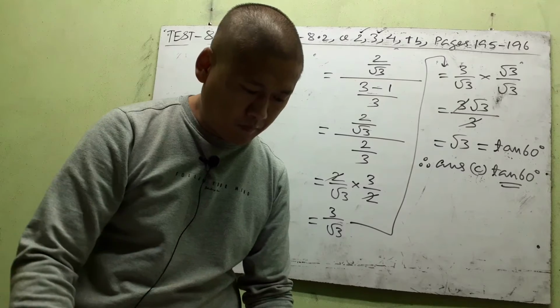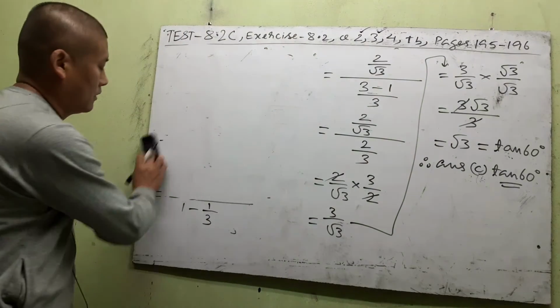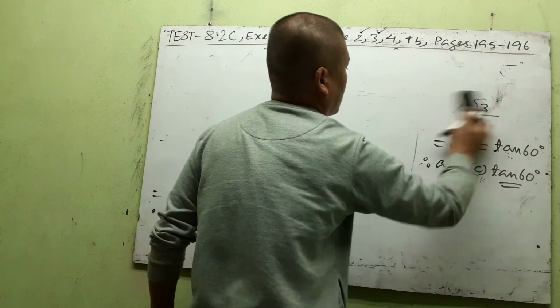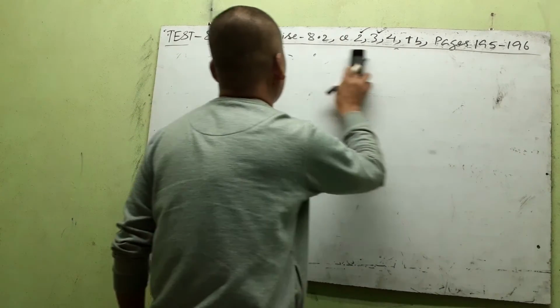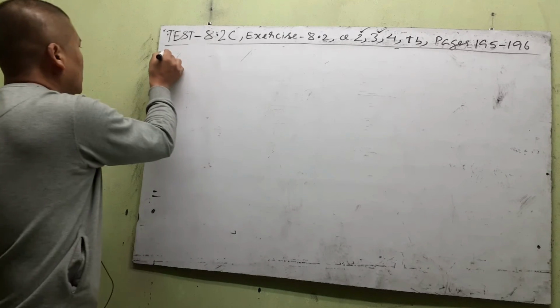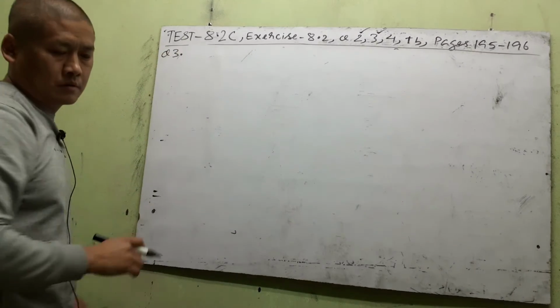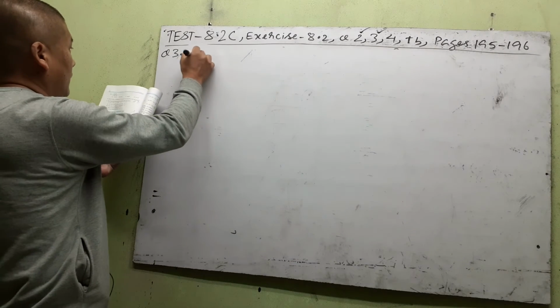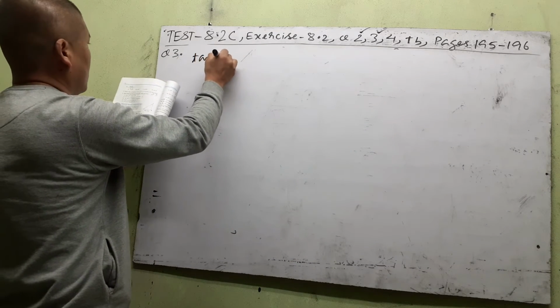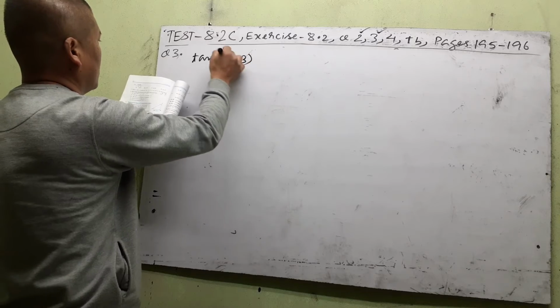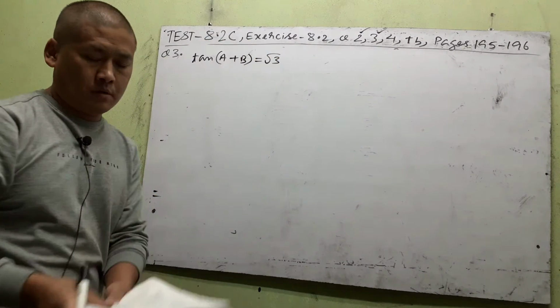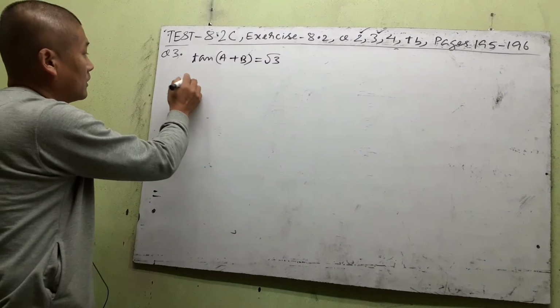Okay, let's go to question number 3. Given to us here, tan(a + b) is equal to root 3, the first given. So let's do this first.